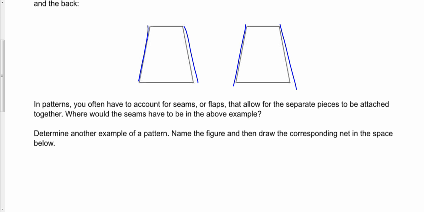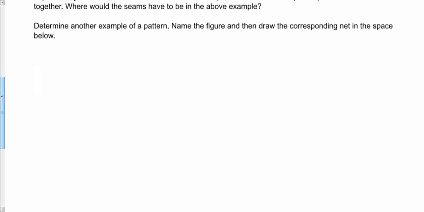Okay. So if we're going to design another example of a pattern, let's try to name the figure and then draw the corresponding net in the space below. So for example, if I wanted to draw, say, a beach ball. Here I've got my beach ball. At the top of the beach ball, it splits into multiple pieces. You're not going to sew a beach ball together, but what you are going to do is glue those different colored flaps together. So if you were to actually separate it, you'd have a single piece in the middle, a circle, at the pole of your beach ball.